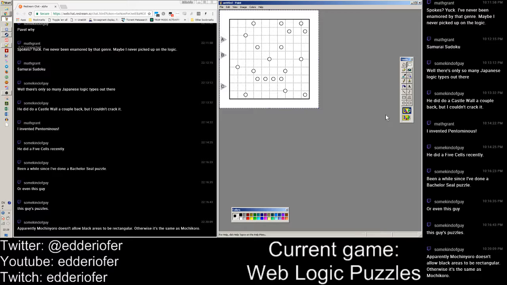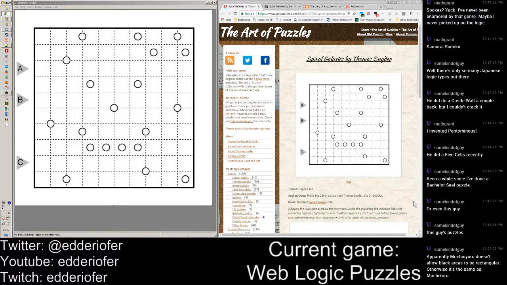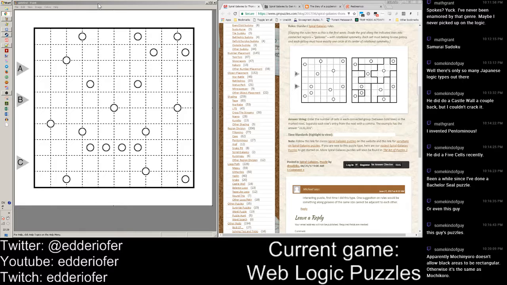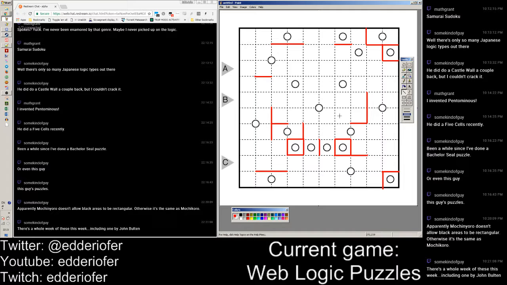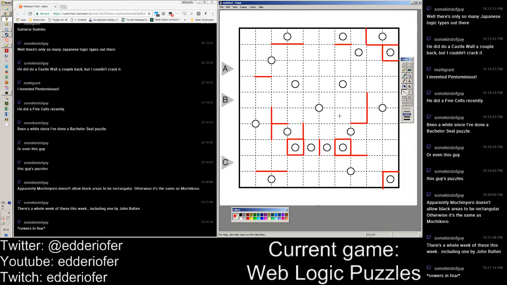Oh, all right. So, spiral galaxies? Really? Spiral galaxies? Okay. Why would GM Puzzles publish spiral galaxies? Has the whole puzzling world just gone to shit or something? Well, no matter, it is GM Puzzles, so hopefully they'll put some sort of good logical steps into it. I hope. A whole week of them. That doesn't sound so good.